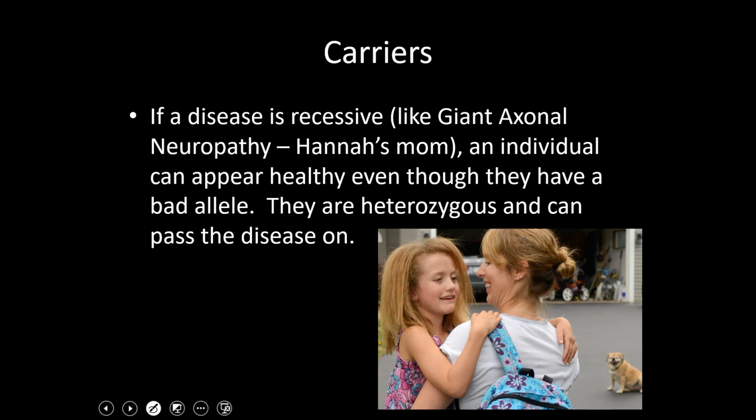And that means they're both heterozygous. They have a normal version of the gene, and then they have the bad version, and unfortunately Hannah got the bad version from both parents.